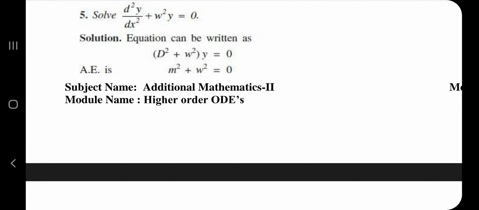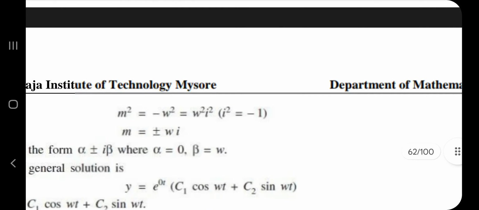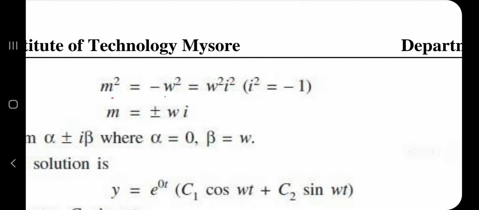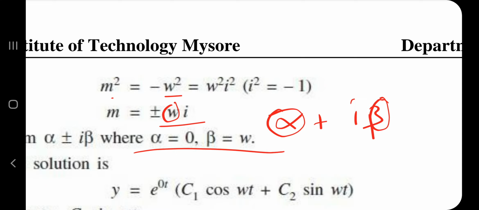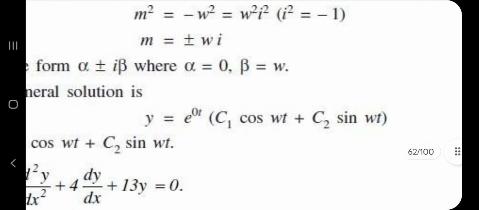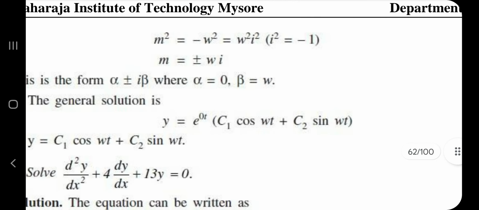You get m² + w² = 0, so m² = -w², and m = ±wi. If you represent this in the form alpha + i beta, then beta is equal to w and alpha is equal to 0. That's what we have written here. Alpha is equal to 0, beta is equal to w, and you'll be representing the equation in this form.